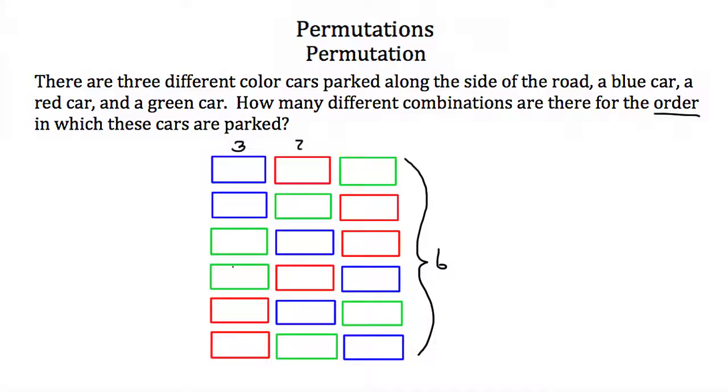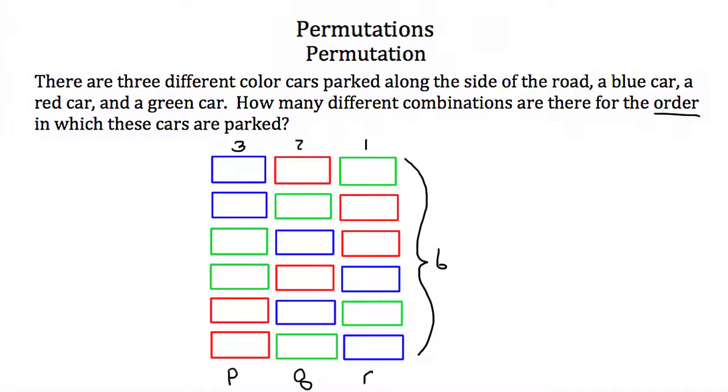And then once the first 2 cars are decided, there's really only one option for the third car. So think of this as P, Q, and R. So notice when we talk about a permutation, the number of choices decreases with each choice. We go from 3 to 2 to 1.